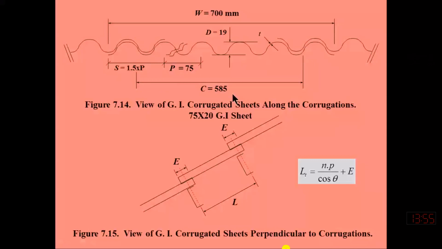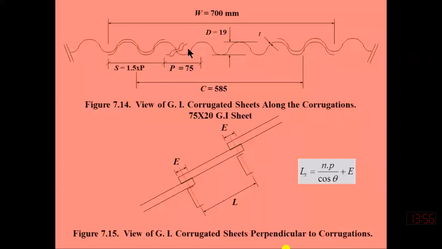But actually, some part of the width is used to provide the overlap. It means that if we subtract the overlap, then we have the net width, which is actually covering the spacing or the gap between purlins and trusses, which is called the cover. So cover is the effective width covered by one sheet, that is, the distance from the center of this overlap to the center of this overlap.